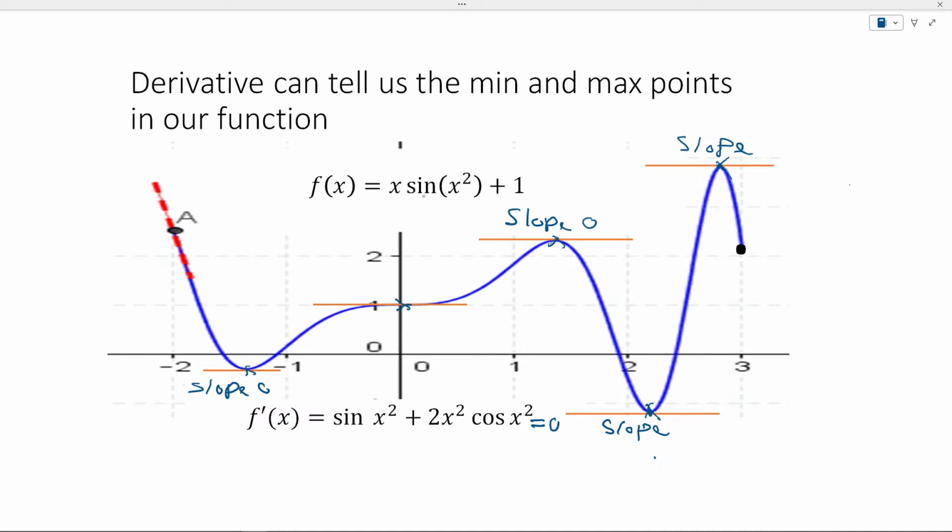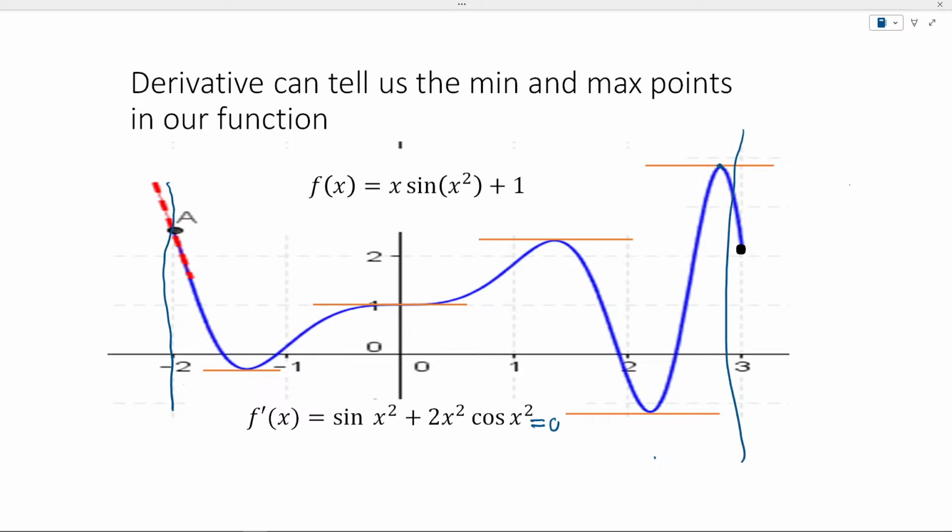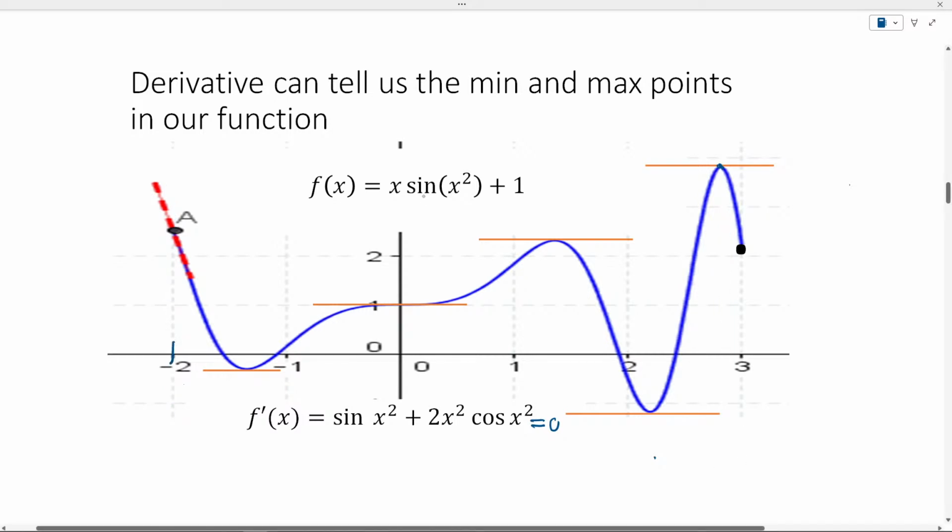What is a local minimum and local maximum of the function? What is the global minimum or global maximum? The global minimum is given this domain, starting from here and ending until here, this range of my function. What is the global maximum? So the global maximum in that case will be this guy here. That's the maximum value of this function.